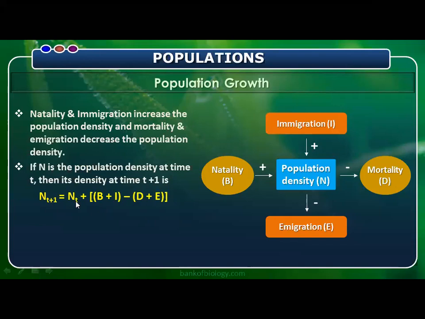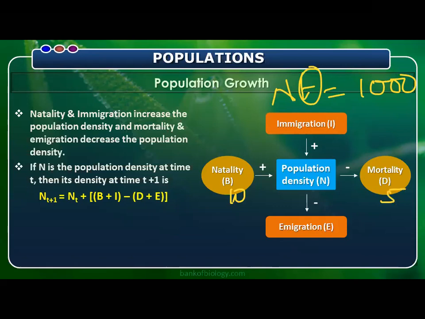Nt plus, at current population, plus birth rates, immigration, minus death rate and emigration. Okay, so a simple calculation. For 2020, N0, the 2020 population, is 1000, for example, in a given area. What about next year's population? If birth rates are 10 and death rates are 5, immigrations are 10, emigrations are 5, we calculate like this.